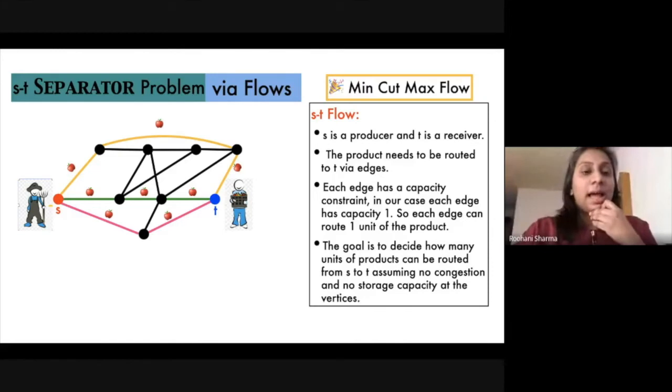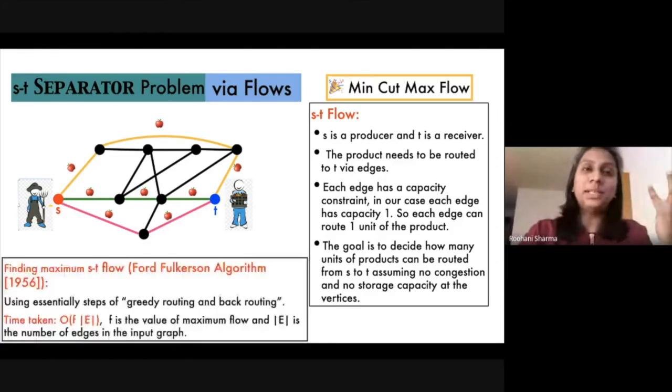And as I said before, the celebrated theorem says that if one is able to find out what is the maximum amount of product that can be routed in this graph, that amount is equal to the minimum size of the ST separator. And so the ST separator problem basically boils down to finding max ST flows in the graph. And that can be done with sort of greedy-ish algorithms.